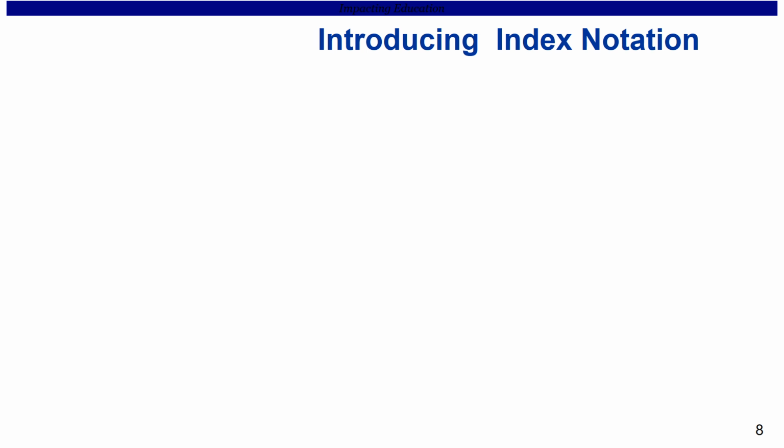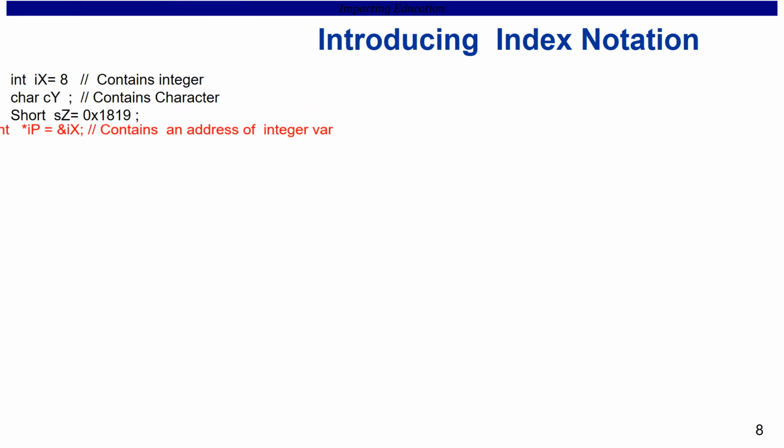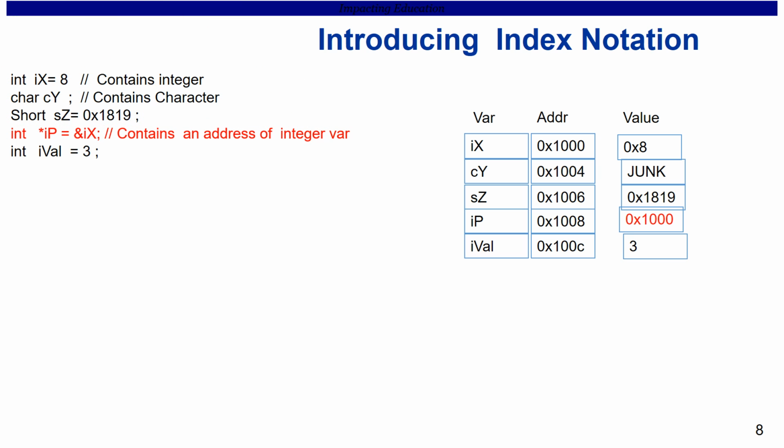So let's introduce the index notation. You saw the star notation to access an address. Now let's take a look at the index notation. Let's go to the famous path again. We saw this. Now let's take the operation star. Let's take IP of 3 equals 0x. Now, what does this mean, IP of 3?